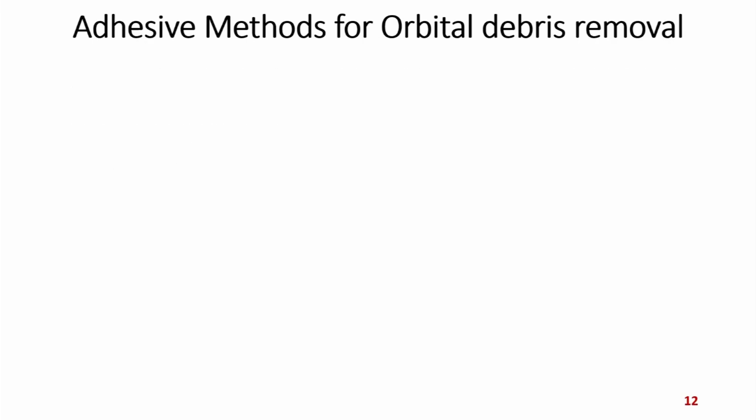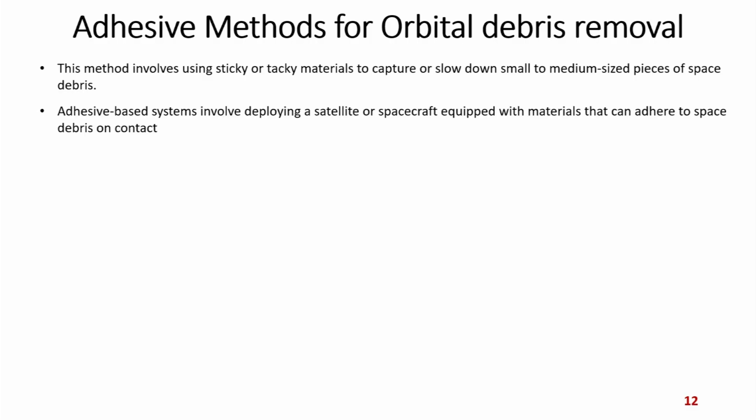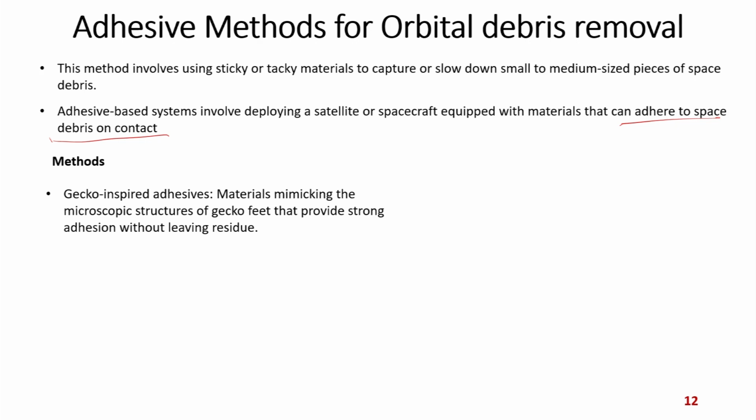We will now discuss the adhesive methods for orbital debris removal. As I already told, this method uses sticky or tacky materials to capture or slow down small to medium sized pieces of space debris. Adhesive based systems involve deploying a satellite or spacecraft equipped with materials that can adhere to space debris on contact. One such method is the gecko inspired adhesive.